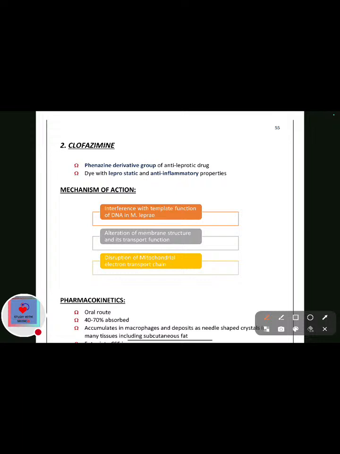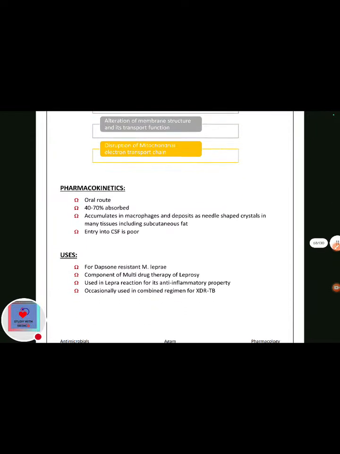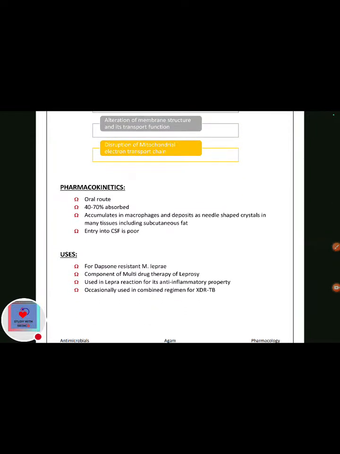Alteration of membrane structures and its transport function, and disruption of the mitochondrial electron transport chain. So it destroys the mitochondrial electron transport chain, alters membrane structures and their transport function, and interferes with the template function of DNA. So DNA is not formed, the mitochondrial electron transport chain is disrupted, and membrane structure and transport function are altered. Pharmacokinetics: administration is oral. How much is absorbed? 40 to 70% is absorbed if you give it orally.